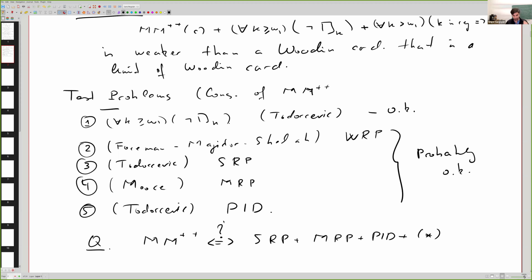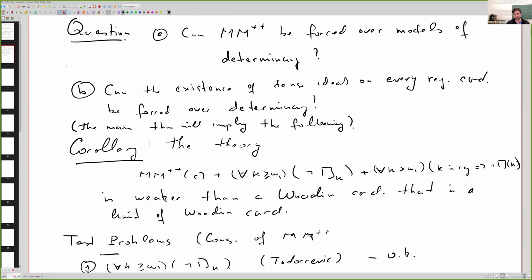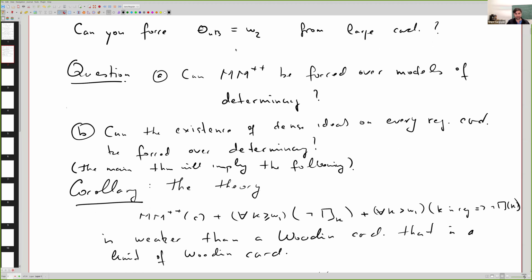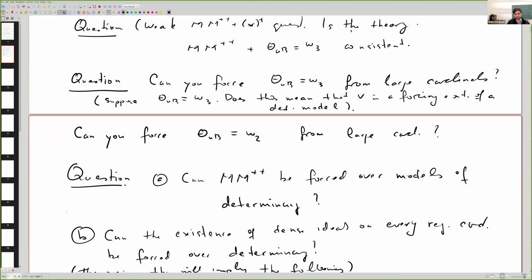Another thing that I would like to pay attention to is this. I think in previous versions of these talks, I was not very clear about this. The question: can MM++ be forced over models of determinacy? It's a strange question, right? If you talk to forcing people, they immediately start thinking of iterations. We don't want to do iterations. That's not what the question is asking. We want to attack this problem, so we want our theta to be omega-3.